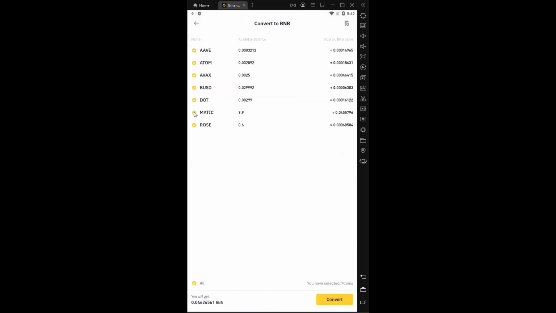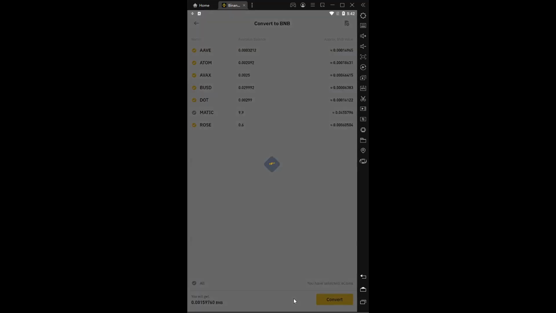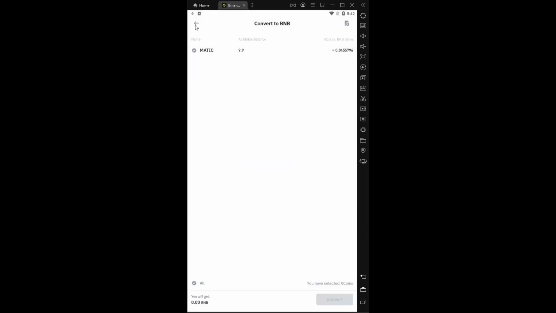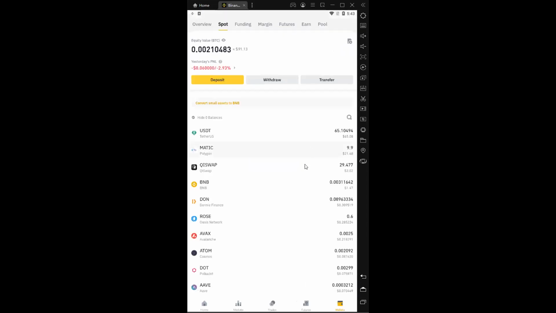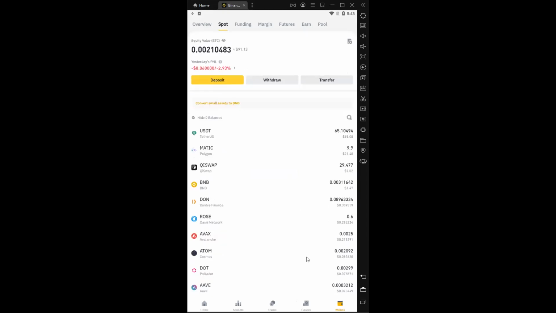Because I have this Matic, it's also noticing it as a small coin, so you can just remove it and then convert. This is the amount you get in BNB. You can just convert it and leave it there. By the time you convert it, all of those remnants would have been converted to BNB, and you most likely will not see them there again. These two are not listed on the exchange, so that's why they are not converted.